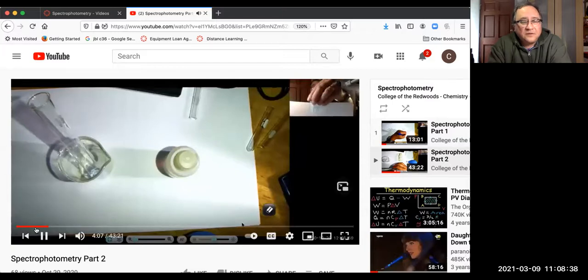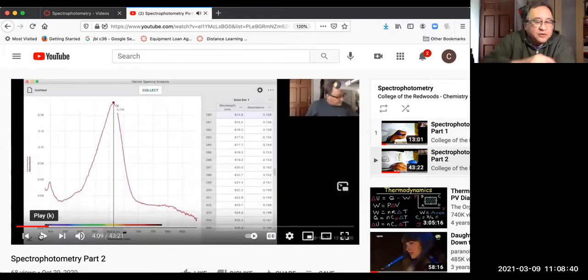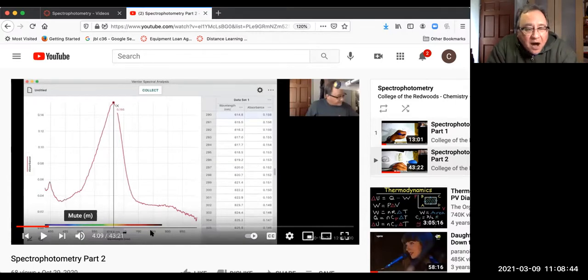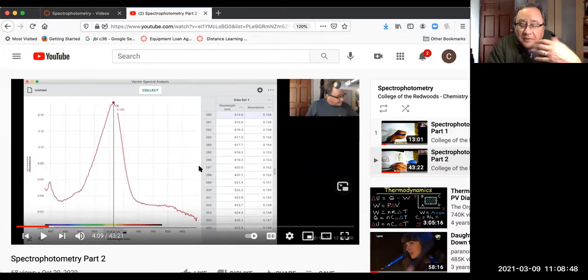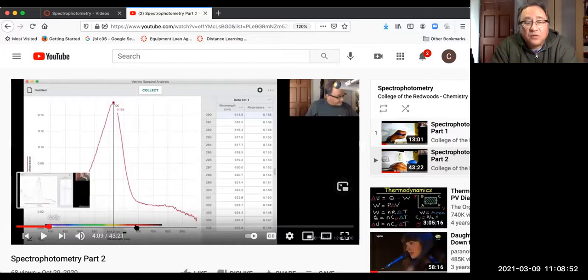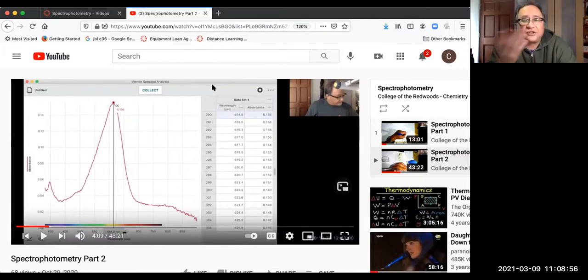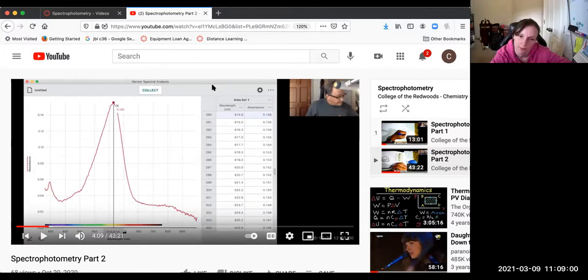So do you see this spectrum here? Yeah. And do you see the colors at the bottom? Yeah. Notice this is backwards compared to what we were looking at before. We have violet on the left and red on the right. Okay, so you're going to watch the video and collect the data. What data? Concentration, absorbance.